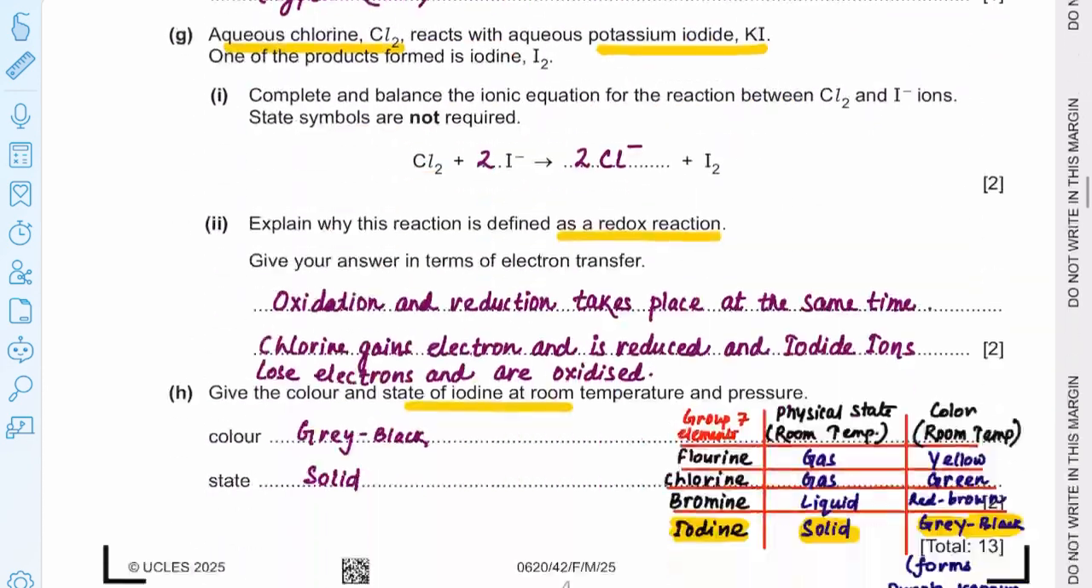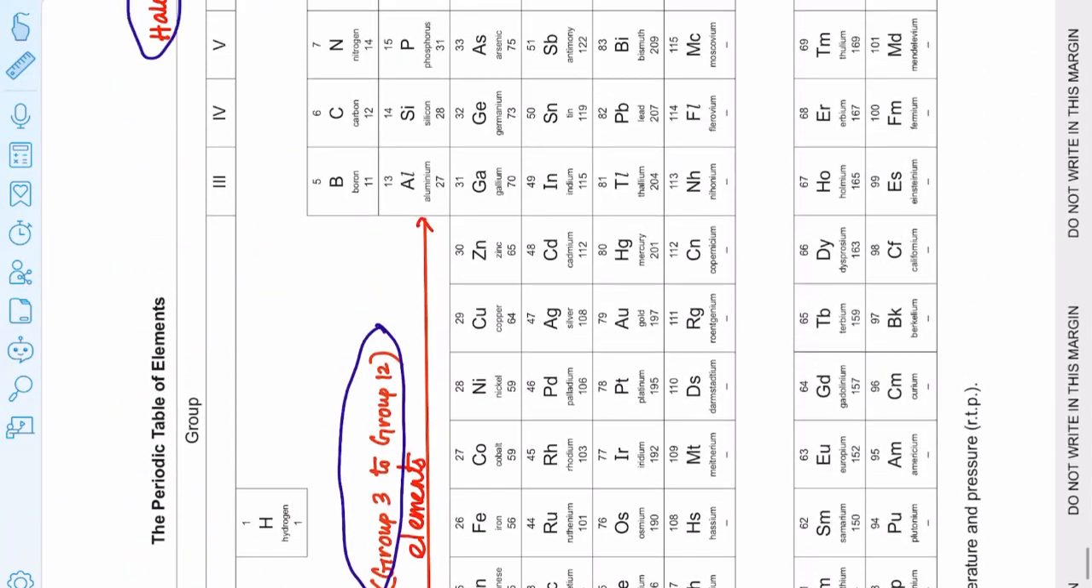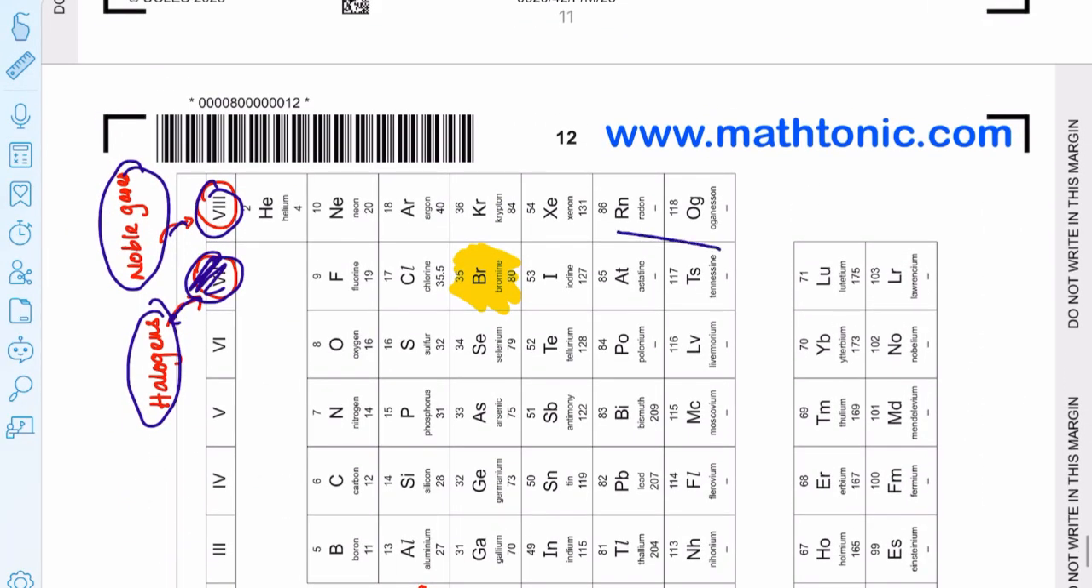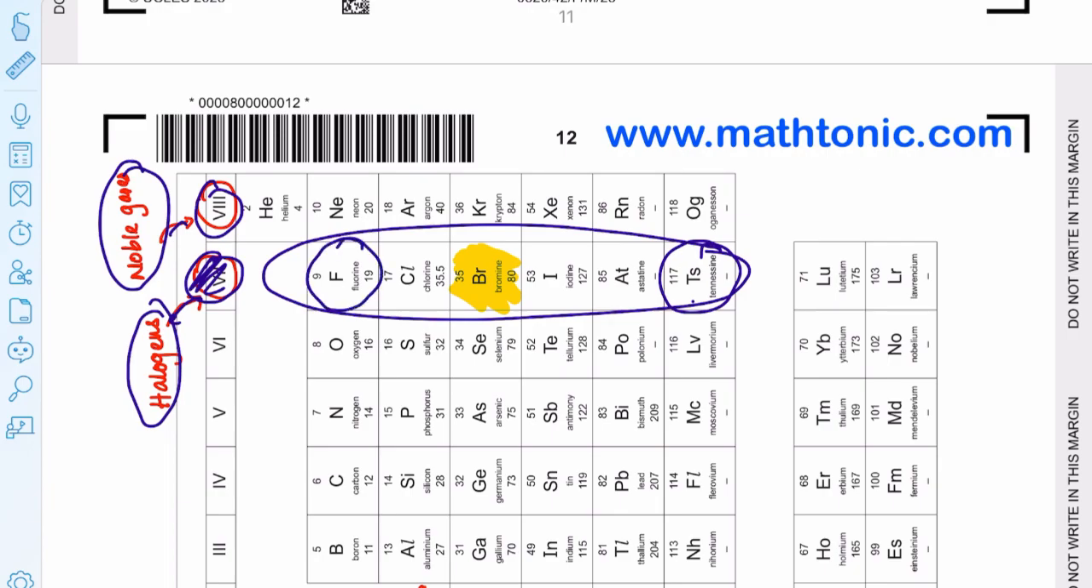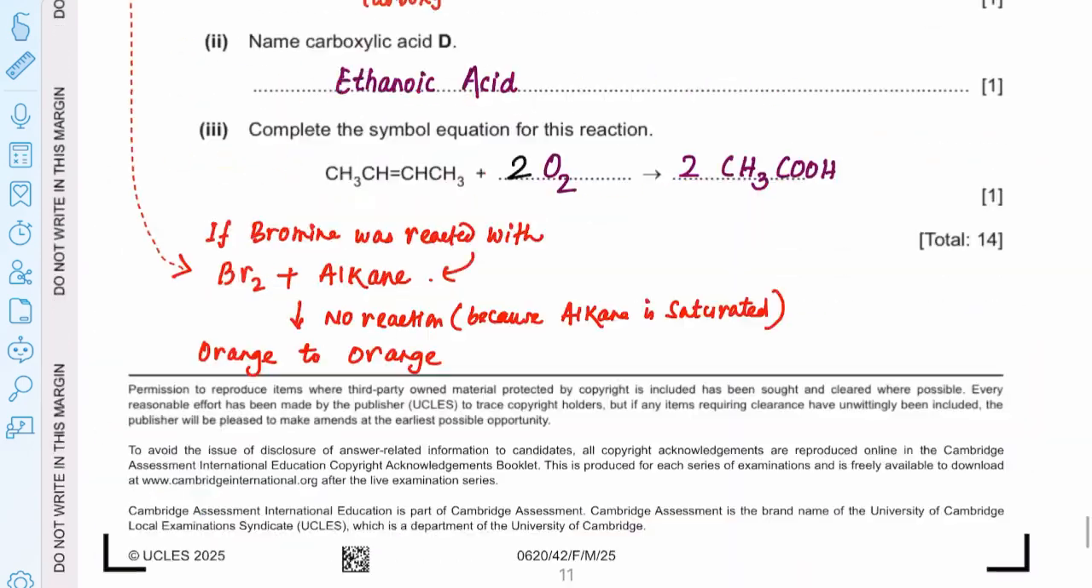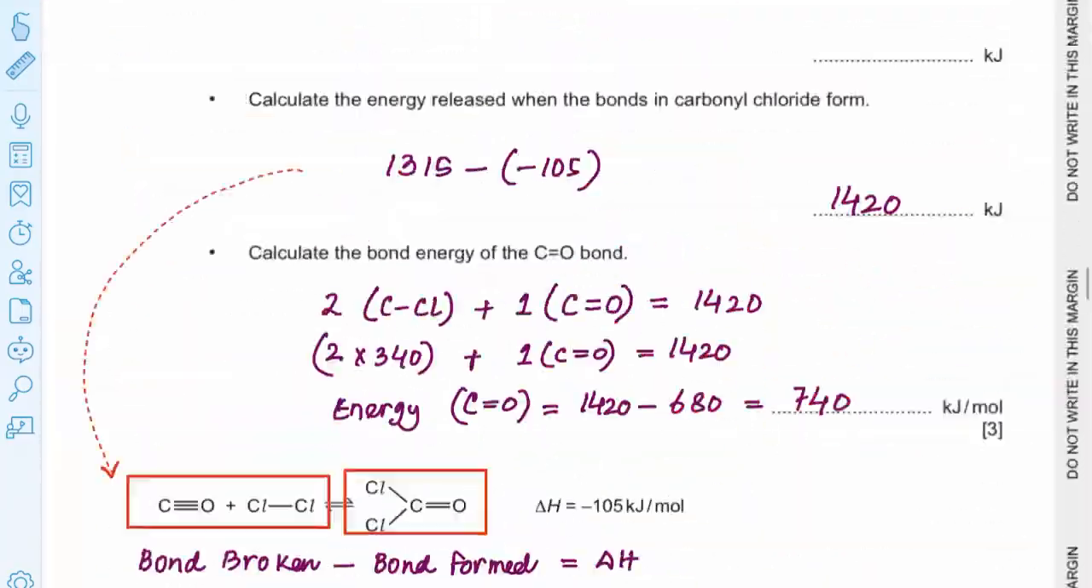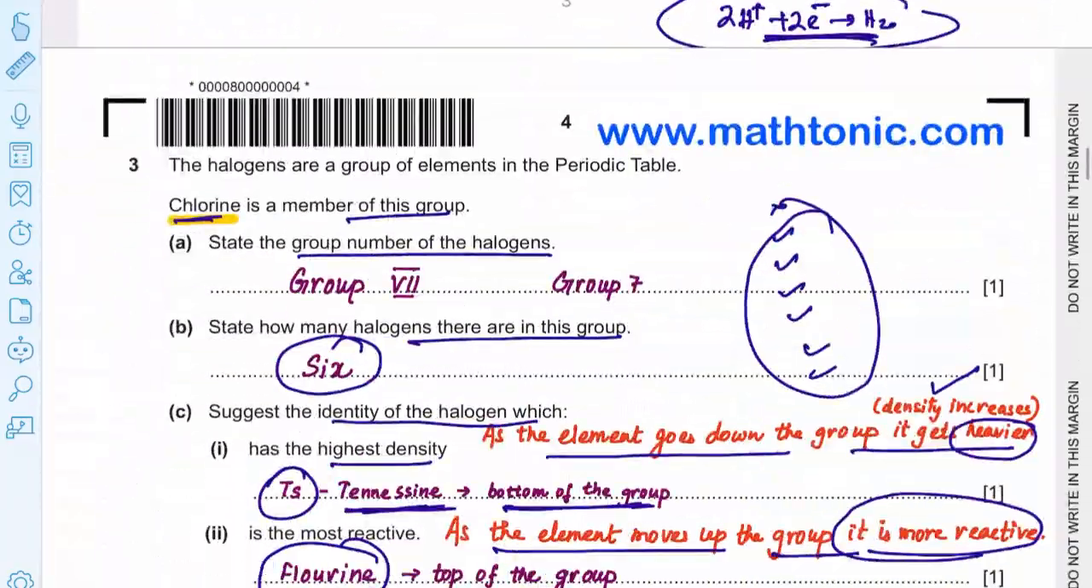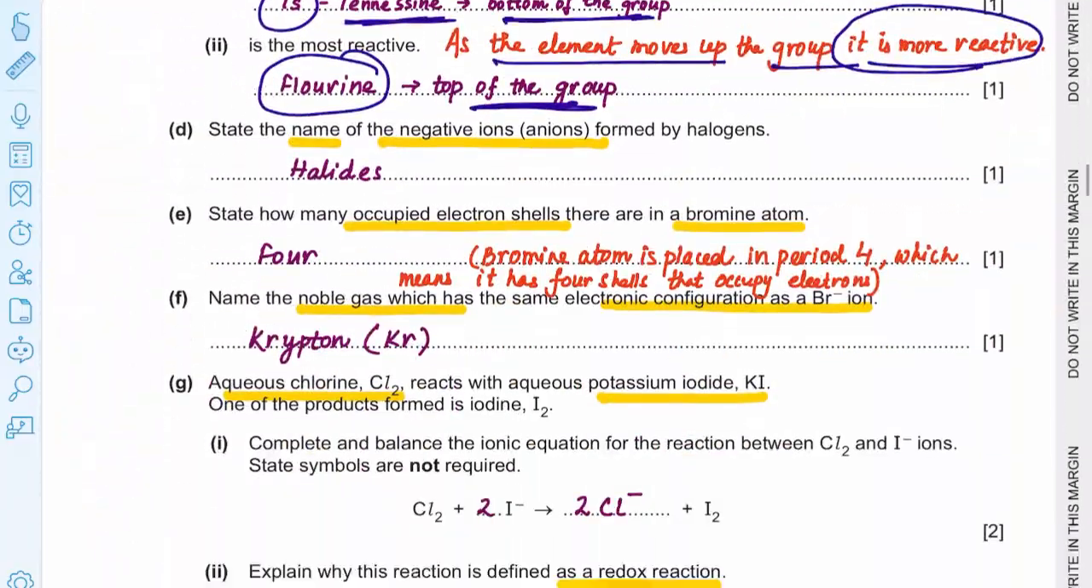Got it? If I show you here, this is the halogen group, group 7. At the bottom we have TS, which, as I told you, has the heavier mass and heavier density, and fluorine at the top will be highly reactive. Got it? Yes.